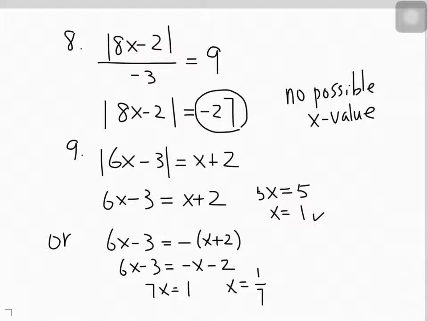Distribute the negative, so I have 6x minus 3 equals negative x minus 2. 7x equals 1, so x equals 1/7. Be sure to plug your answers back into the equation to check your result.